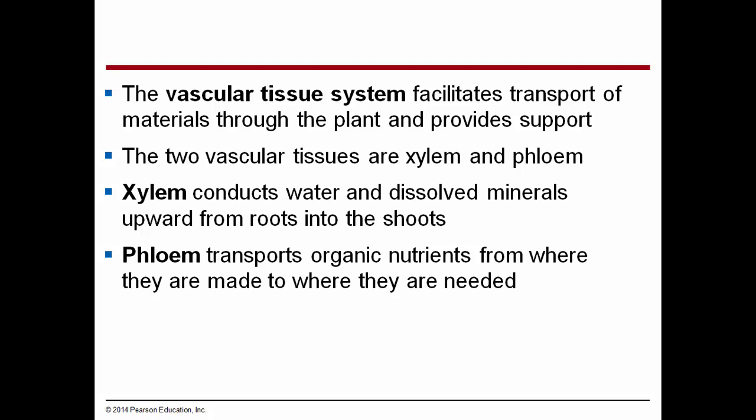The vascular tissue system facilitates transport of materials through the plant and provides support. Two vascular systems are the xylem and the phloem. The xylem conducts water and dissolved minerals upward from the roots and into the shoots. The phloem transports organic nutrients from where they are made, by photosynthesis in the leaves, to where they are needed, which is the rest of the plant and particularly the roots.